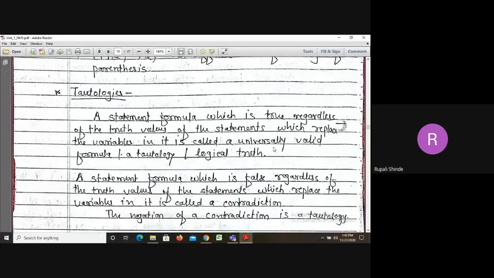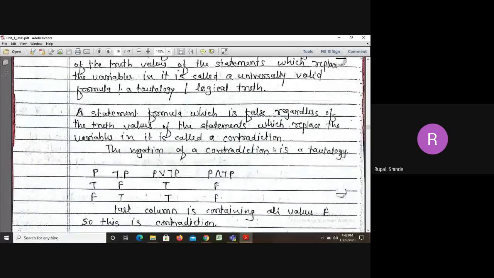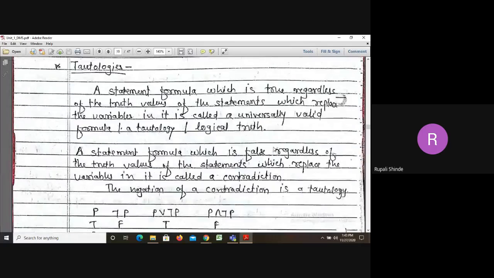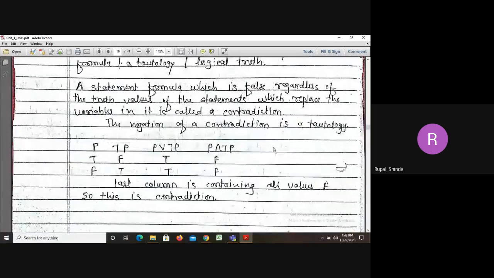Now, next point is tautology. What is the meaning of this tautology? We have already seen. If your last column is containing all the values true, then that is called a tautology. If your last column is containing all the values F, then that is called a contradiction. For that purpose, they have given one example here. Variable P is taken, negation P, then P or negation P, P and negation P. So here we have to form a truth table for all these formulas.